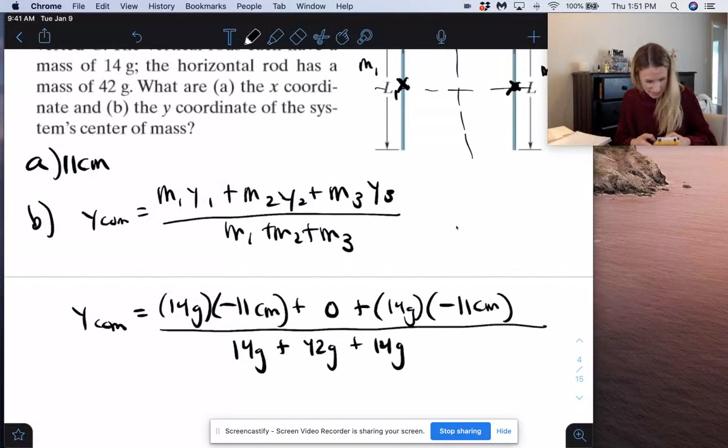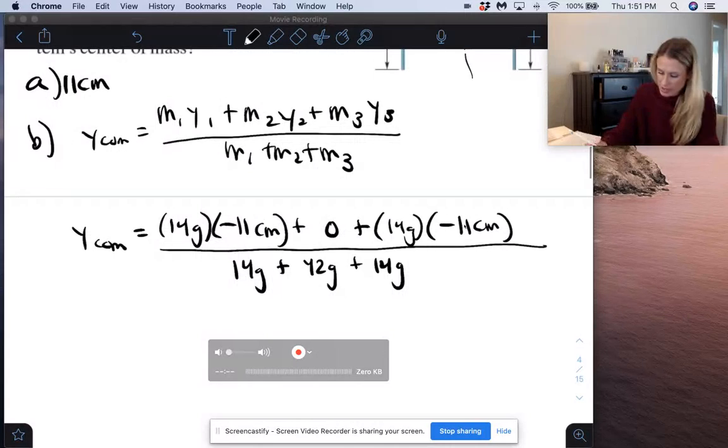So we end up getting 14 times negative 11, and then we're going to add the same thing, so I'll just multiply that by 2. And then we're dividing the whole thing by the quantity 14 plus 42 plus 14, and we end up getting a negative 4.4 centimeters.